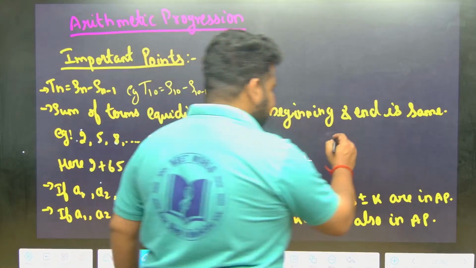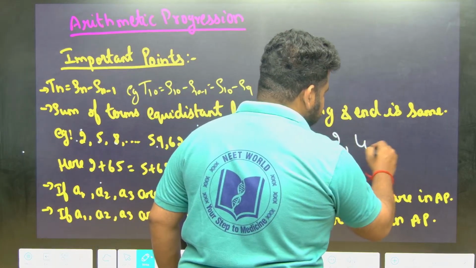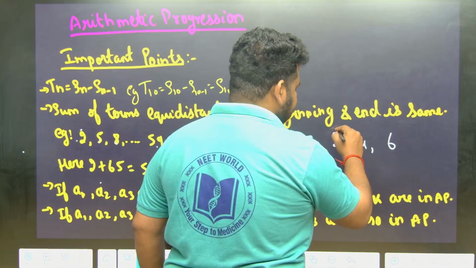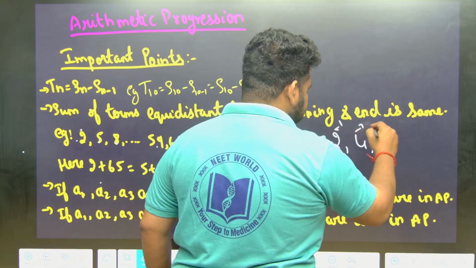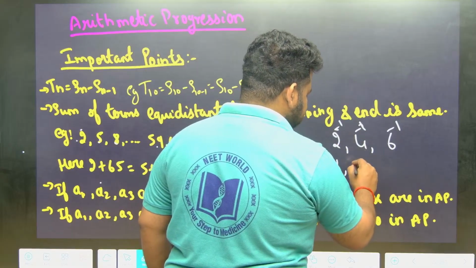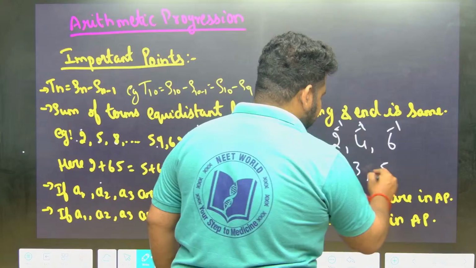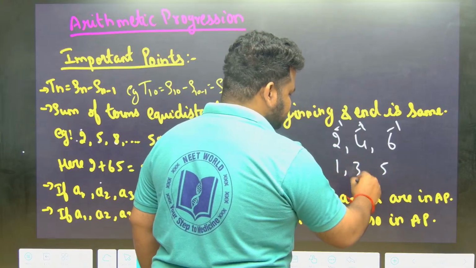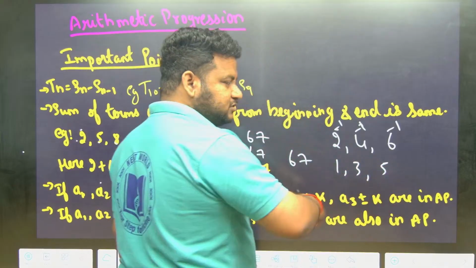For example, 2, 4, 6 are in AP. Suppose I subtract 1 from each of them. What will I get? 2 minus 1 is 1, 4 minus 1 is 3, 6 minus 1 is 5. These are also in AP. See, the common difference is 2, so these are also in AP. If I add, the same thing will happen.